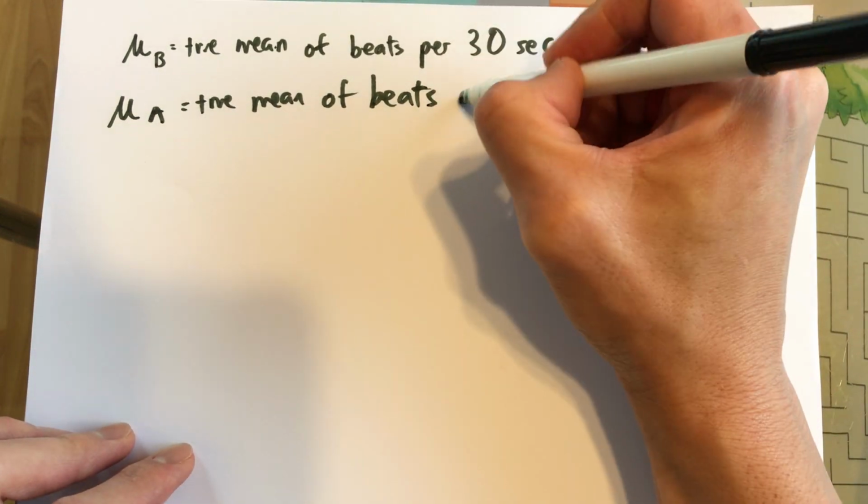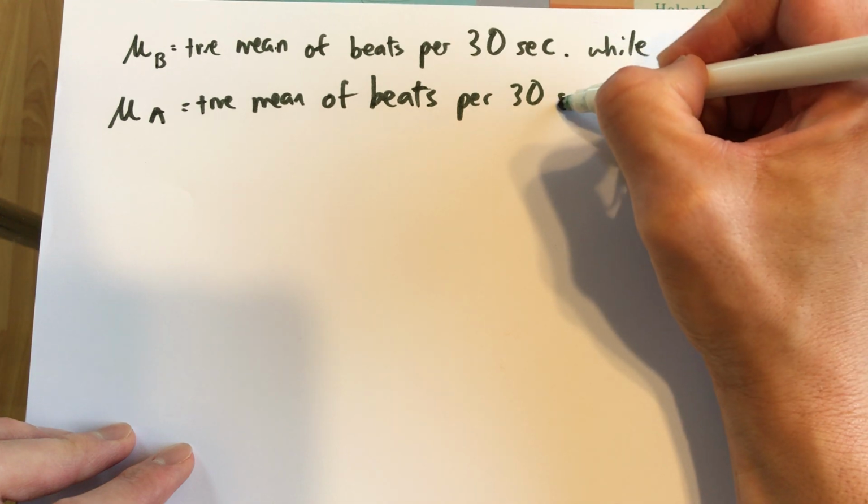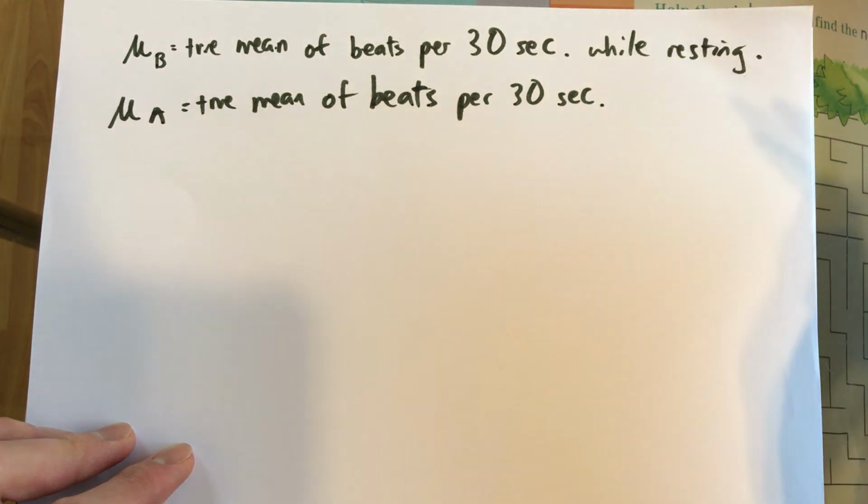Okay. Mu sub a is the true mean of, do you guys hear that screaming? That's a screaming cry of a child who wants to come out of bed, but I'm not letting them.